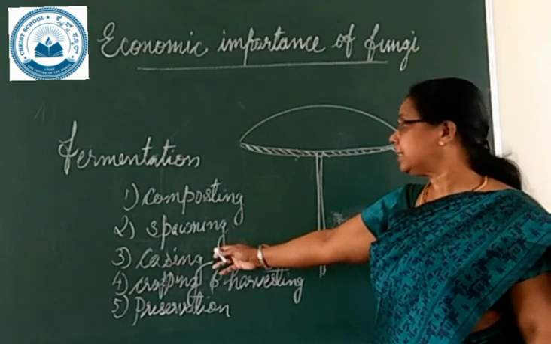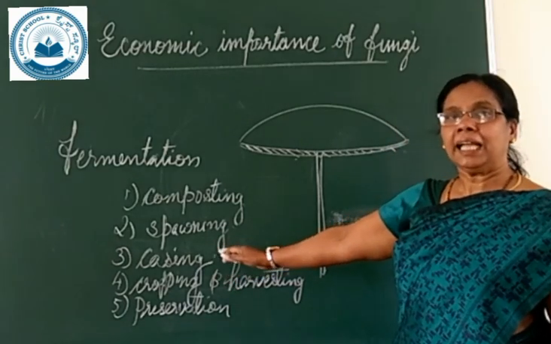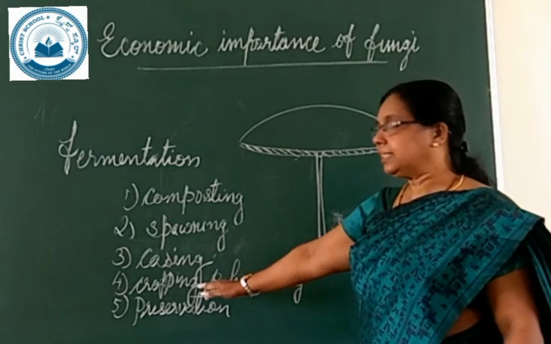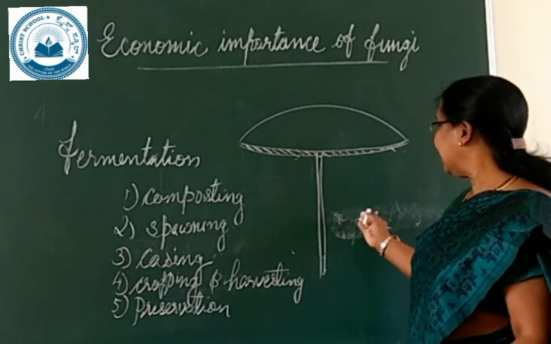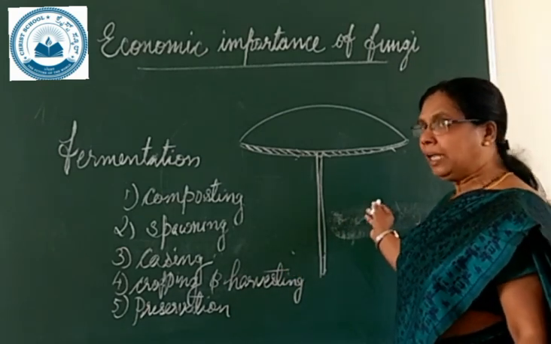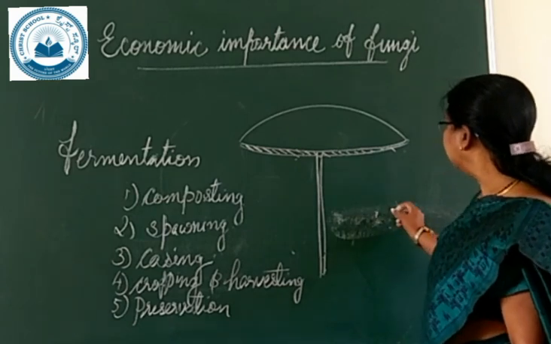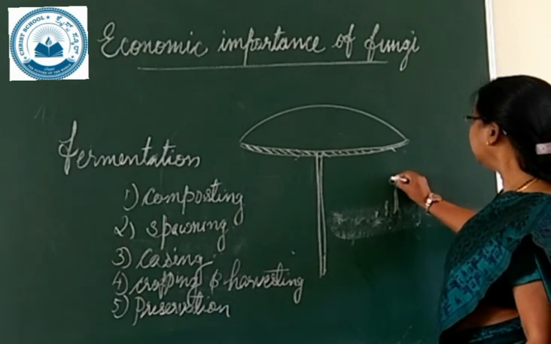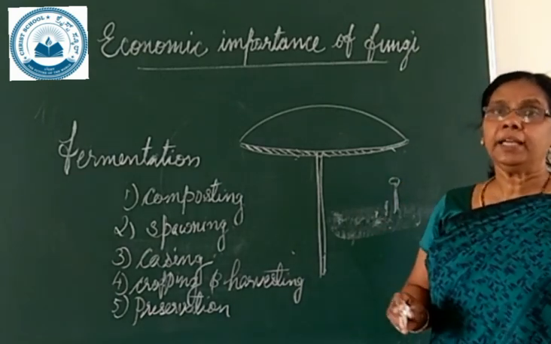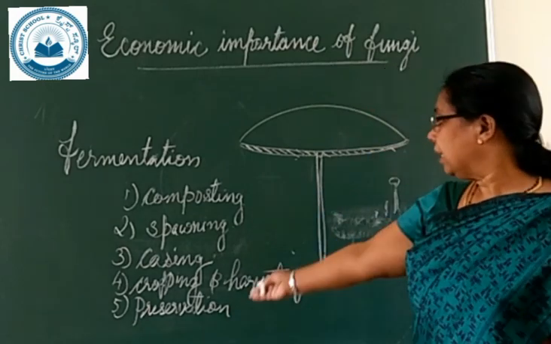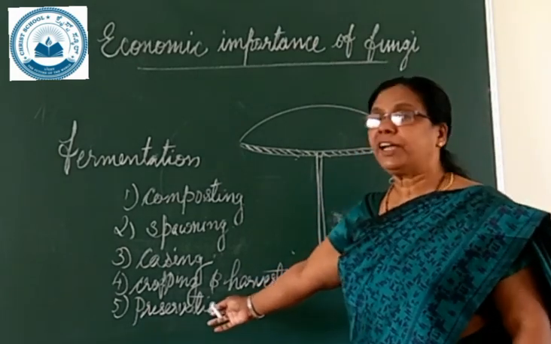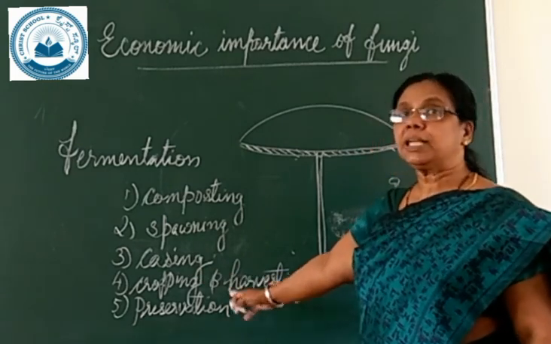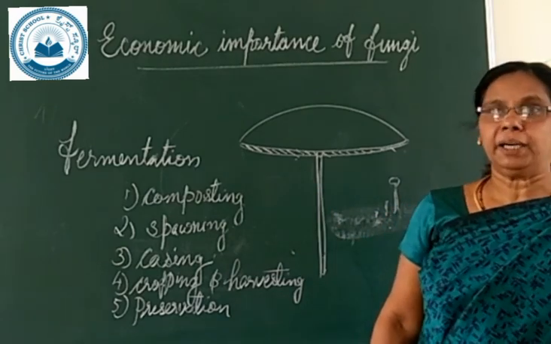And the third stage is called casing, where we add a layer of soil to this compost. Next, you can see the cropping and harvesting. From that, the hyphae, mycelium, etc. will be growing. Then a small pinpoint-like structure grows, slowly it will grow, and then the fully grown mushroom will come out. And then after harvesting this mushroom, the final stage is preservation. You have to preserve this for future use as it is highly perishable.